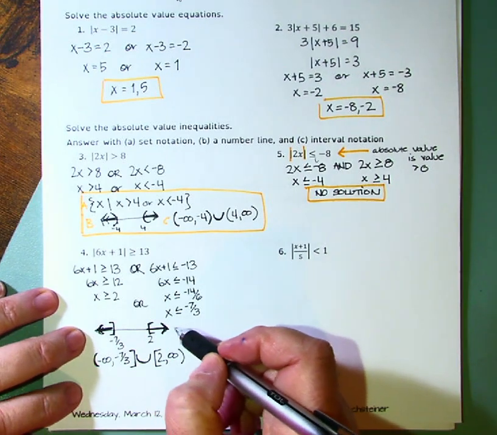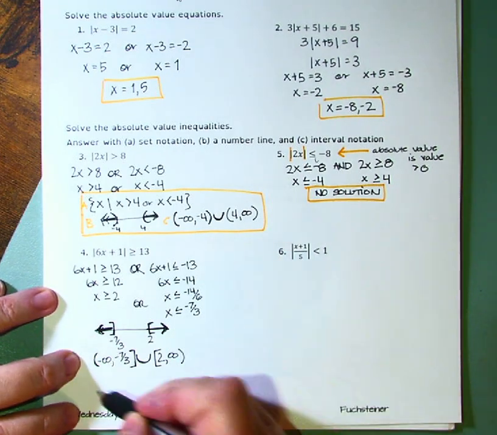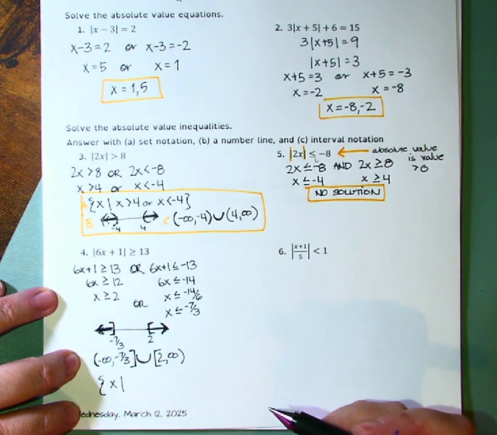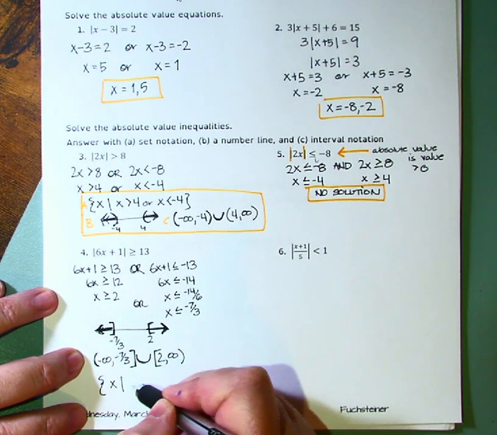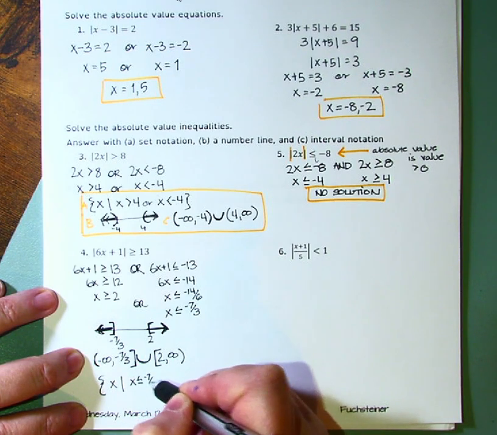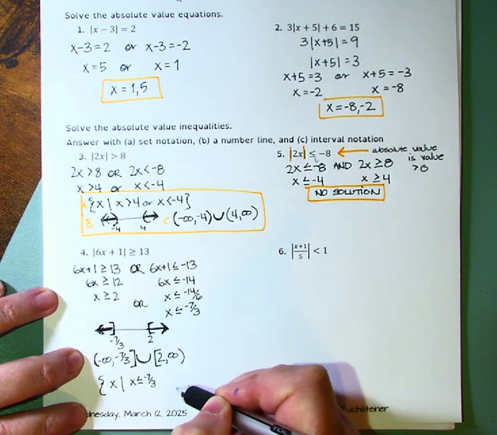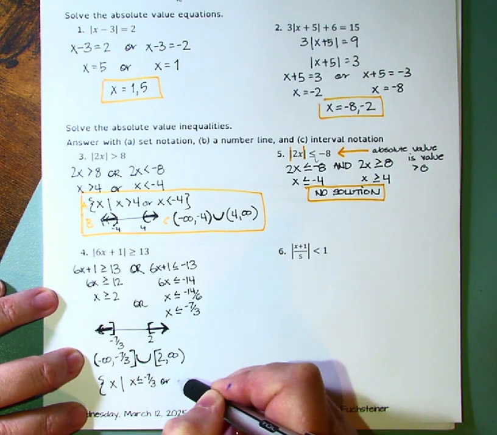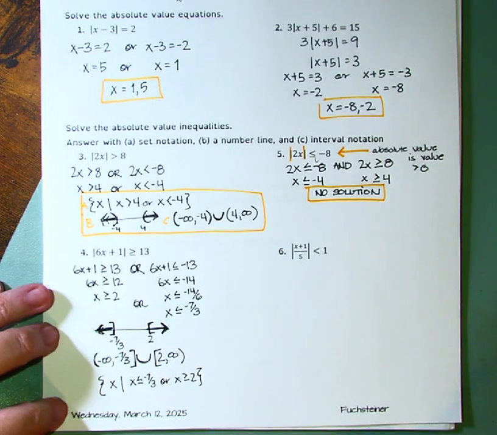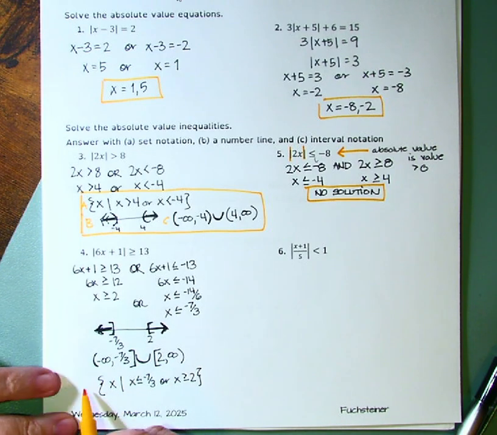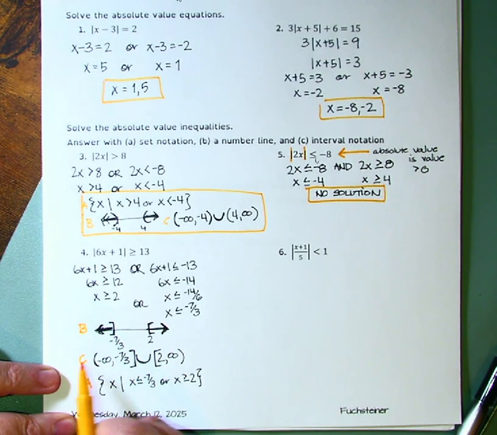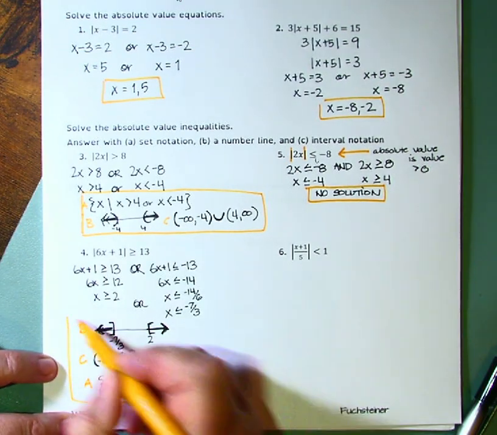I've got the number line, I've got the interval notation, and now I just need the set notation. So this is all x such that those x values are less than or equal to negative 7/3, or those x's are greater than or equal to 2. There's A, my set notation, B, the graph, and C, the interval. I did them out of order.